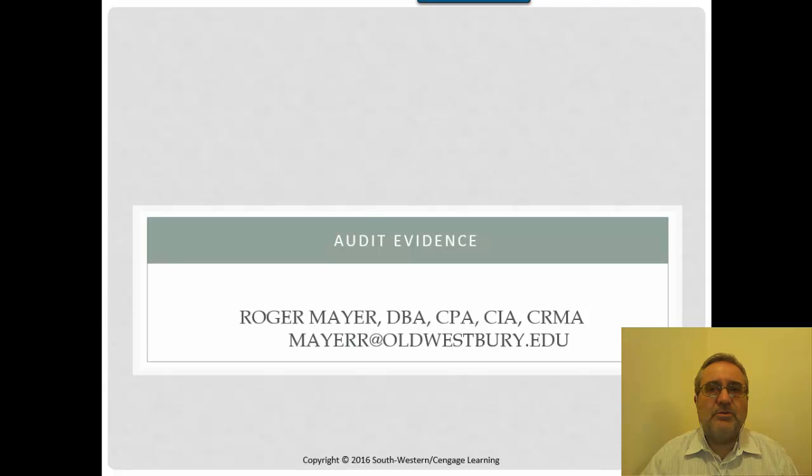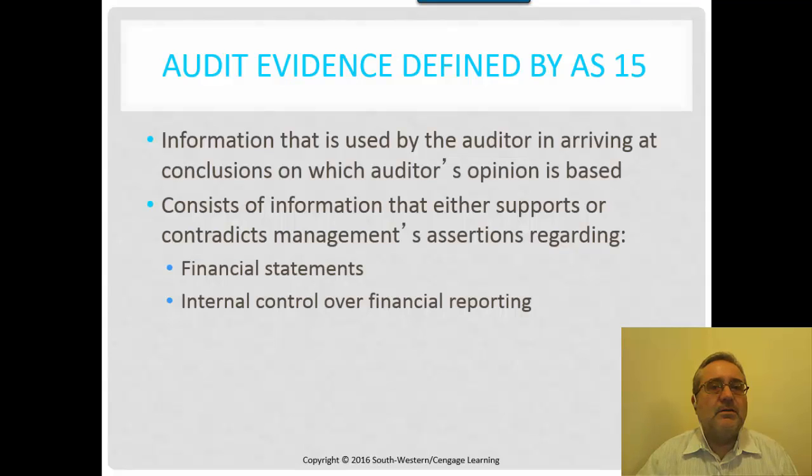In this lecture, we're going to provide some guidance related to audit evidence. Audit evidence, as defined by the auditing standards from the PCAOB, is information that is used by the auditor in arriving at conclusions on which the auditor's opinion is based. It consists of information that either supports or contradicts management's assertions regarding the two areas that we audit, the financial statements as well as the internal controls over financial reporting.